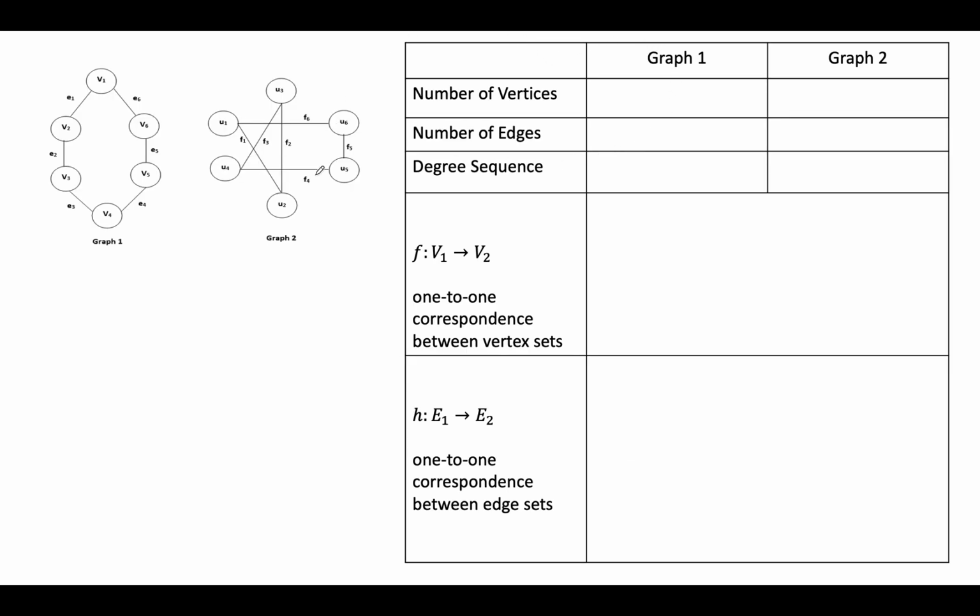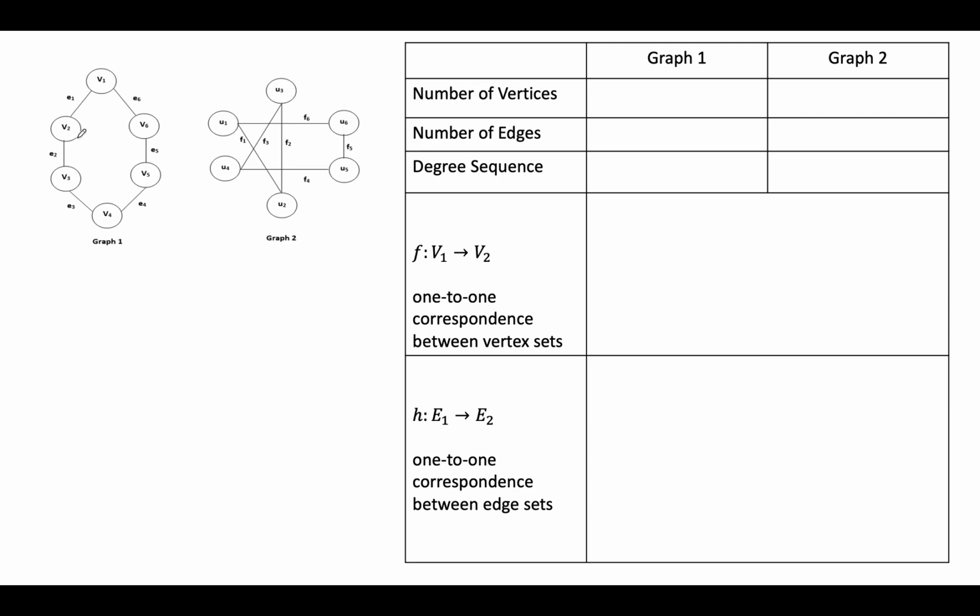In order to do so, as we mentioned earlier in the isomorphic definition, we need to make sure that we have the same number of vertices in graph 1 and graph 2, the same number of edges in graph 1 and graph 2, the same degree sequence, and then we can check the one-to-one correspondence between vertex sets and the one-to-one correspondence between edge sets. So let's start with the first condition, which is the number of vertices.